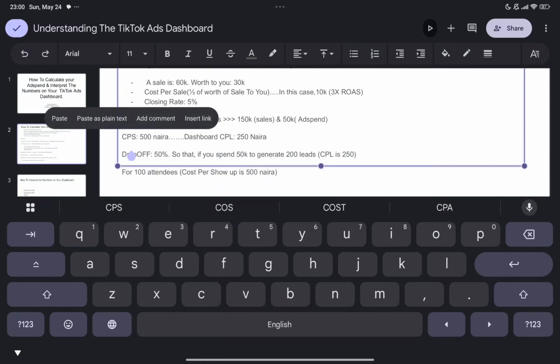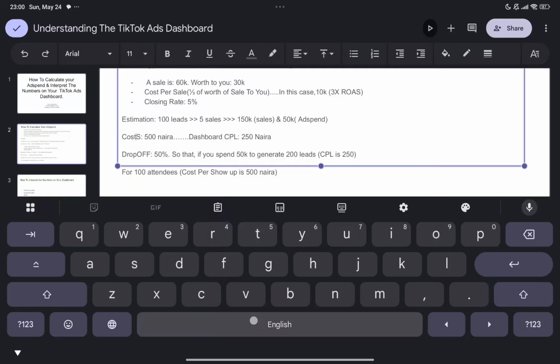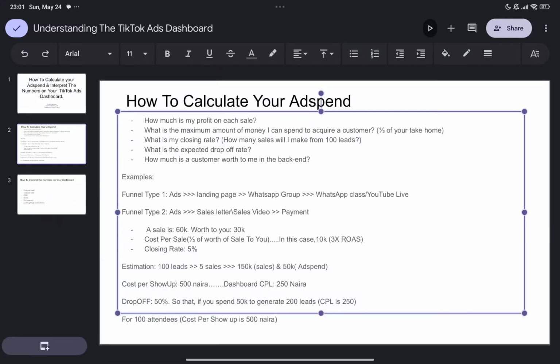Cost, I think I should just write it out. So cost per show up. Yeah, so that is cost per show up.